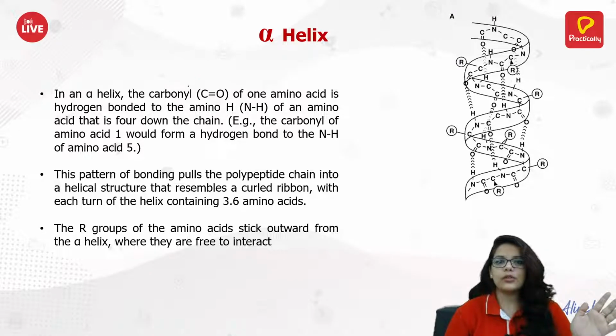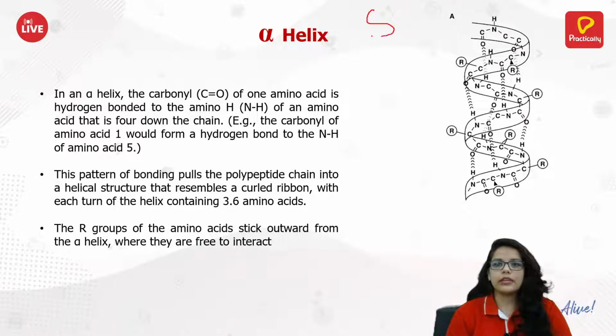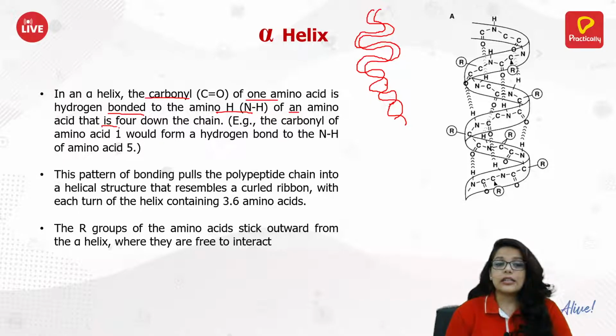Okay, so how it looks, see here this is alpha helix. We know helix structure, we know how DNA looks, right? Somewhat like this, it will look somewhat like this. Similarly, in proteins also, it will be like that. The carbonyl of one amino acid is hydrogen bonded to the amino of an amino acid that is 4 down the chain.